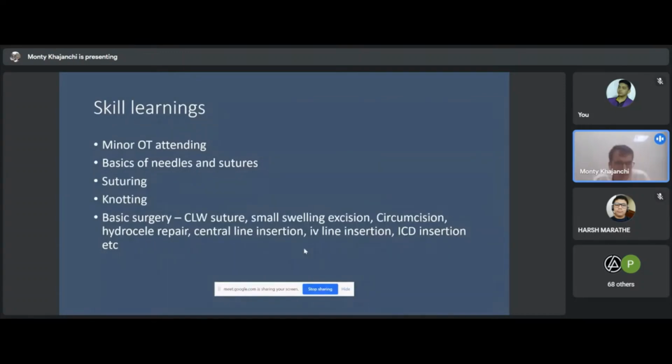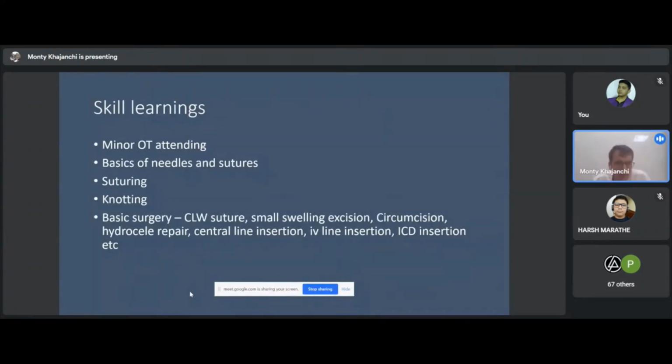Even if you don't take up surgery, as I said, it's very important. You don't know where you'll end up in the future. Basic surgery like CLW, small swelling, circumcision, hydrocele repair. Try to look into the minor OT for all these things. These are all skill learnings. I think it's important. Touch the patient, put an IV line, do a CLW suturing if you can in your second year. It's a different kind of feel you'll get, and you will never forget this.